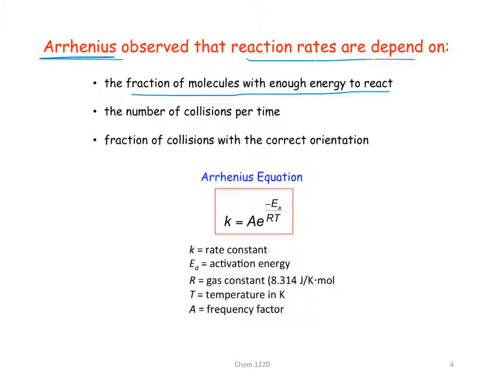the rates depend upon the fraction of the molecules with enough energy to react, how many times they collide, and whether they are colliding in the right order. And he was able to deduce this equation right down here. It's called the Arrhenius equation.